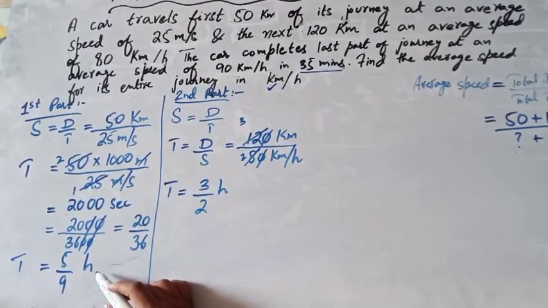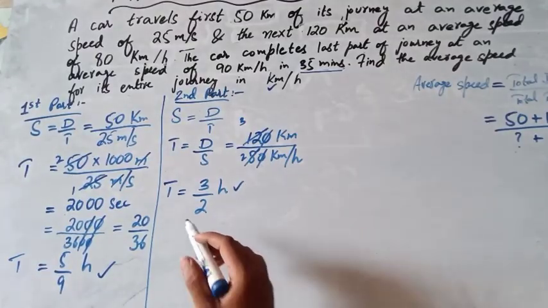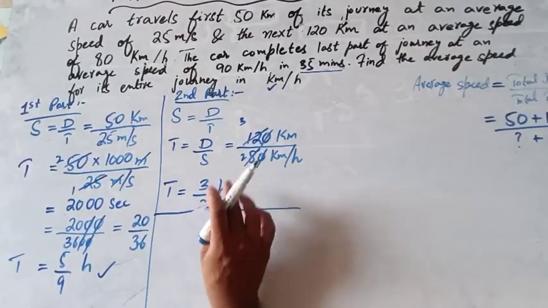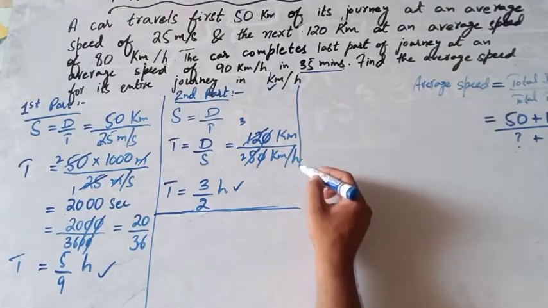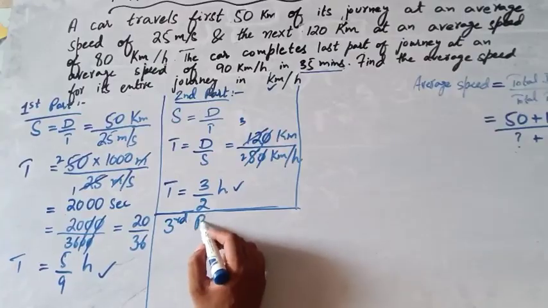Now this time was in hour and this time is also in hour, and we need time in hour. Now we will start finding out the third part of the journey. In the third part, whatever is unknown, we will find it out. So now for the third part of the journey, what is unknown?